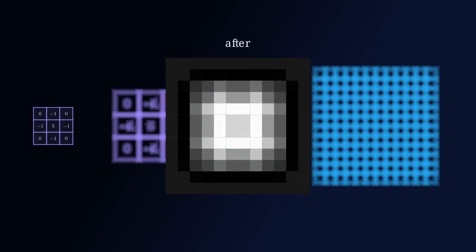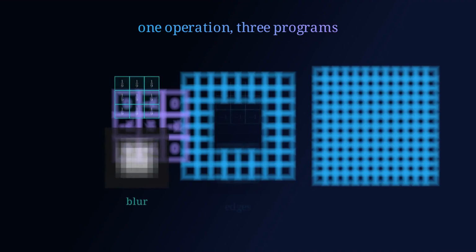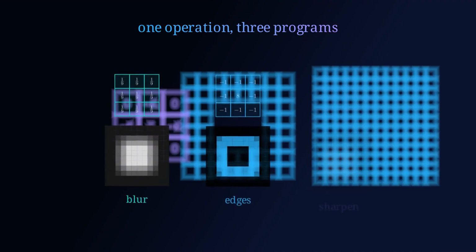Blur, edges, sharpen. 3 utterly different visual effects, 1 identical operation. The only thing that changed was 9 numbers. Let's line all 3 up together with their kernels. This is the key insight to carry forward. The sliding sum of products is a general-purpose machine, and the kernel is its program.